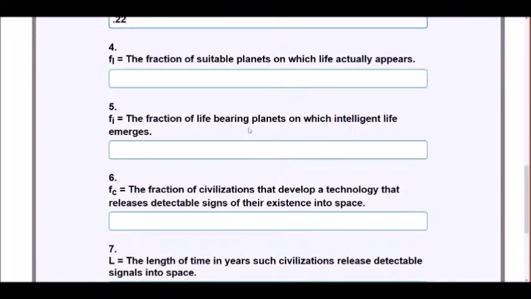The fraction of suitable planets on which life actually appears. This is where we really have to guess. There's no right or wrong answer in the Drake equation. These are simply estimates based on nothing more than what we think, according to Jill Tarter. So the fraction of suitable planets on which life actually appears, let's make that half. And the fraction of life-bearing planets on which intelligent life emerges, let's say intelligent life emerges 1 out of 10 times.